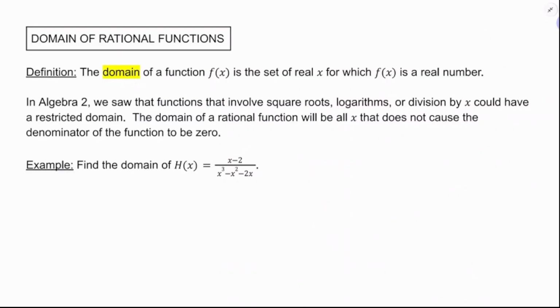All right, back to the functions. So the domain of a function f, unless otherwise specified, is going to be the set of all real numbers that produce an output that's also a real number. And so last year we saw that functions that involve square roots, logarithms, or division by x could have a restricted domain. Okay, and for us, the domain of a rational function, unless otherwise specified, is going to be all x that doesn't cause the denominator of the function to be 0. So that means that we're going to need to take the values that do cause the denominator to equal 0 and throw them out. Okay, that's how it's going to work.